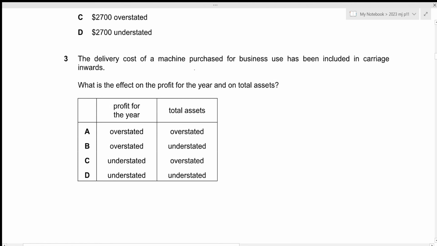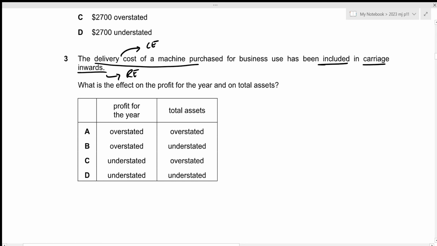The delivery cost of a machine purchased for business use has been included in carriage inwards. So this is the delivery cost of a machine purchased. So remember that once the machine has been delivered, it does not need to be delivered time and again, which means that we should have treated this as our capital expenditure because it is non-recurring in nature, but we included this in carriage inwards. Carriage inwards is our revenue expenditure. Now, what is the effect on the profit for the year and on total assets? So instead of including delivery cost as part of our asset, because capital expenditure should be included in the cost of the non-current asset, we treated it as revenue expenditure.